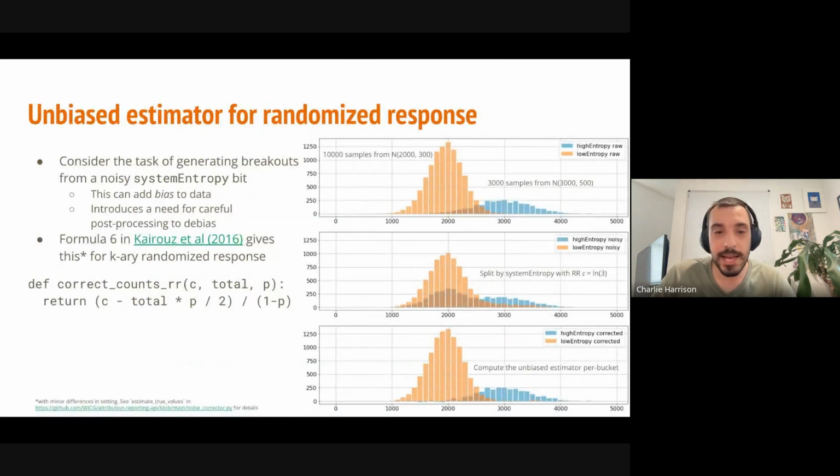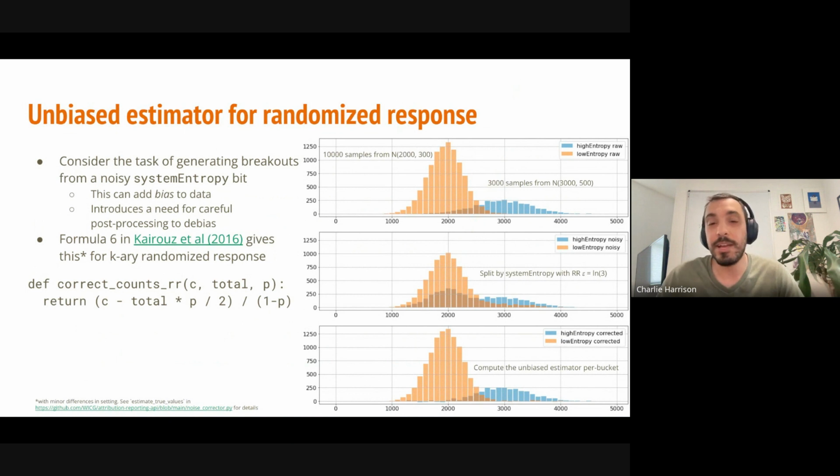And then this is my last slide, but hopefully people can see this. I just wanted to give an example of how you could use something like randomized response to do a data split for performance timing histograms, because it's a little bit subtle.